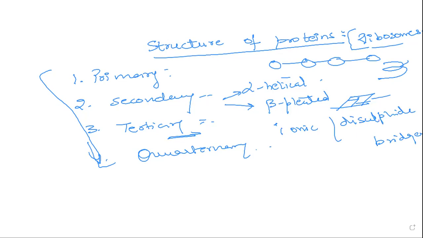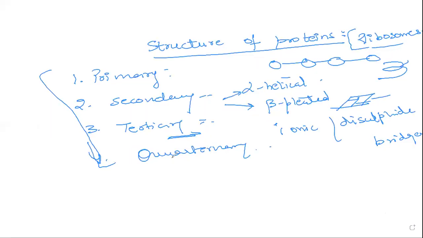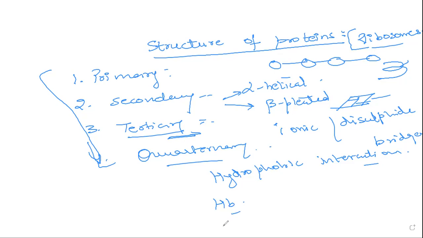Now coming back to our quaternary structure, what will happen in the quaternary structure is that this tertiary structure will further undergo some more changes. What will it undergo? It will undergo some hydrophobic interactions. Because of these hydrophobic interactions, the structure will further fold on more, and it will lead to a structure called as the quaternary structure of proteins. And the example of that is hemoglobin. Hemoglobin is the most important quaternary protein that is found inside the human body.